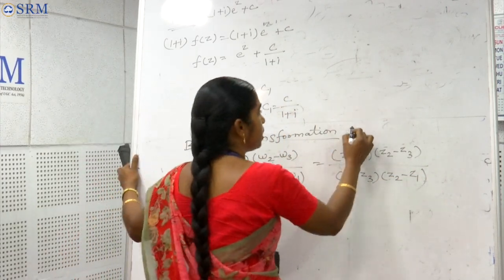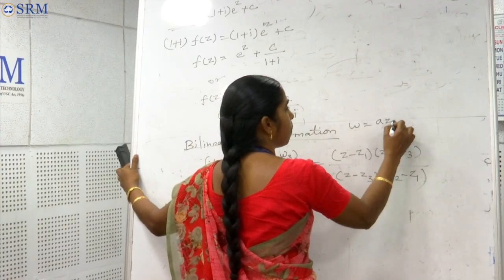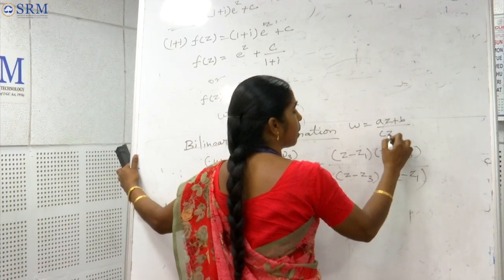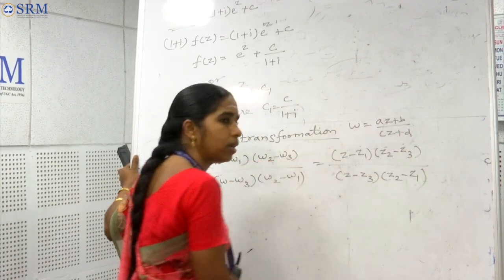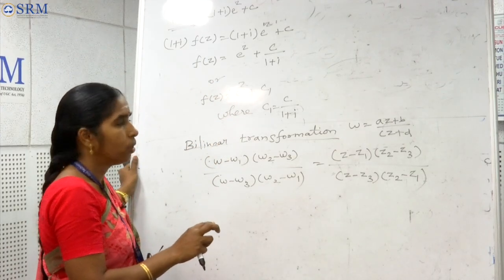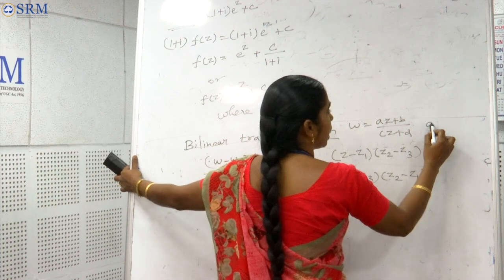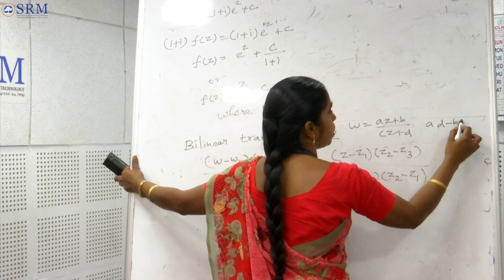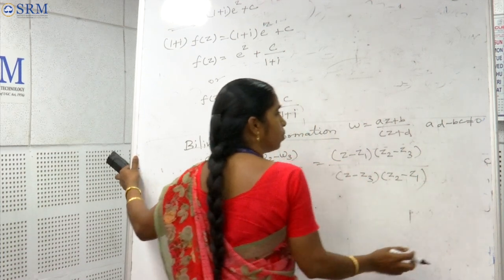So the bilinear transformation is W equals (AZ plus B) divided by (CZ plus D), where A, B, C, D are complex constants. You find the W value, provided that the condition AD minus BC is not equal to 0.